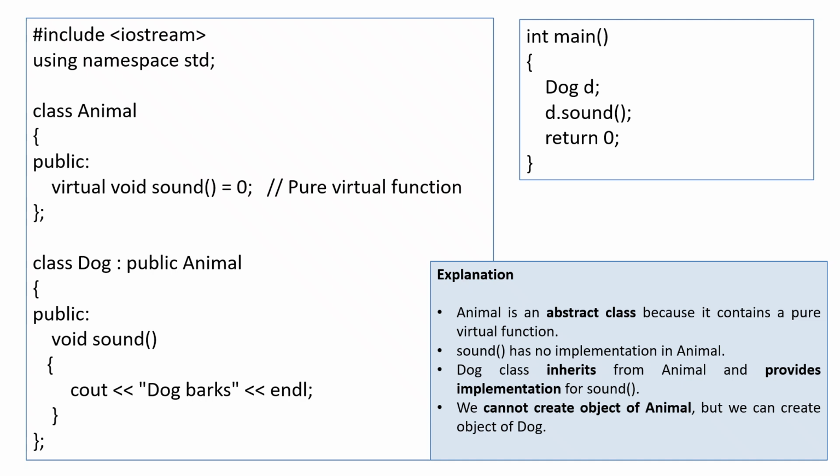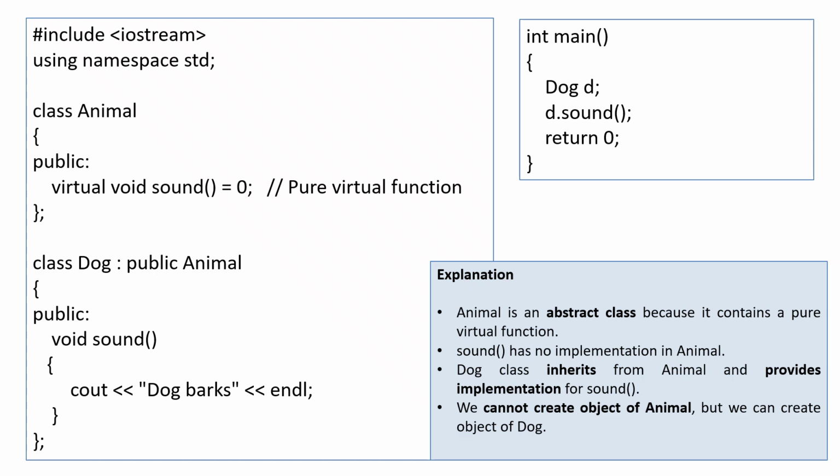Let us understand this example step by step. We have a class Animal. Inside it we define virtual void sound() = 0. This makes Animal an abstract class. Now we create another class Dog which inherits from Animal. Dog provides the implementation: void sound() { cout << "Dog barks"; }. Now in main we create an object of Dog, d, then call d.sound(). Important point, we cannot create an object of Animal. This example shows the base class defines the function and the derived class implements it. This is an extension of abstraction.